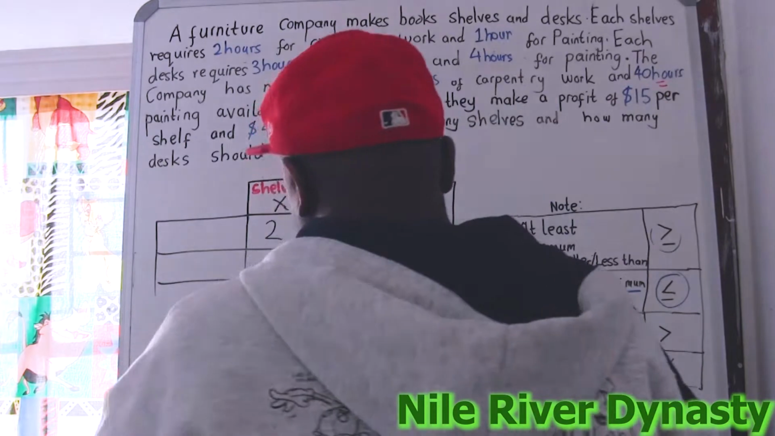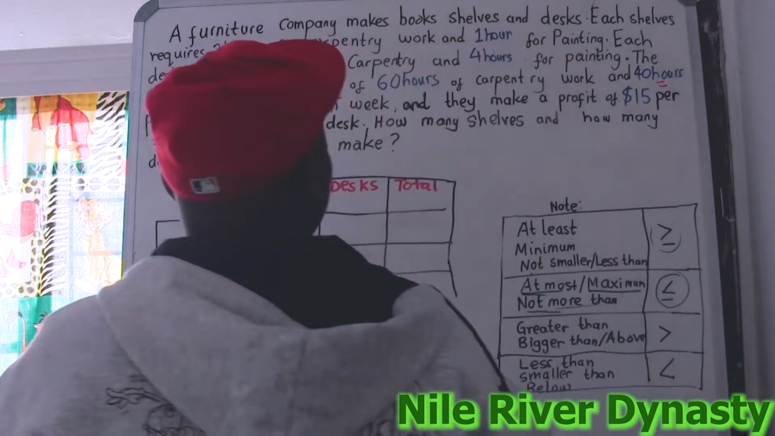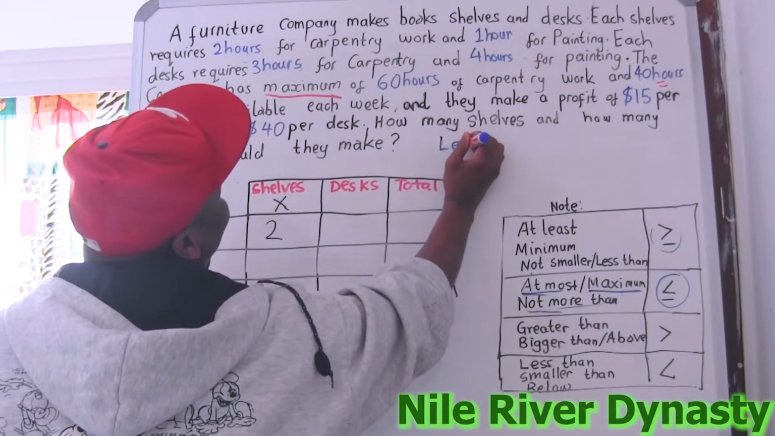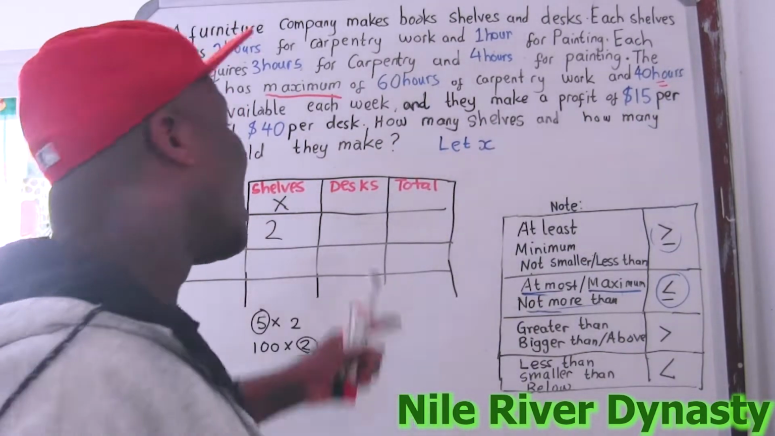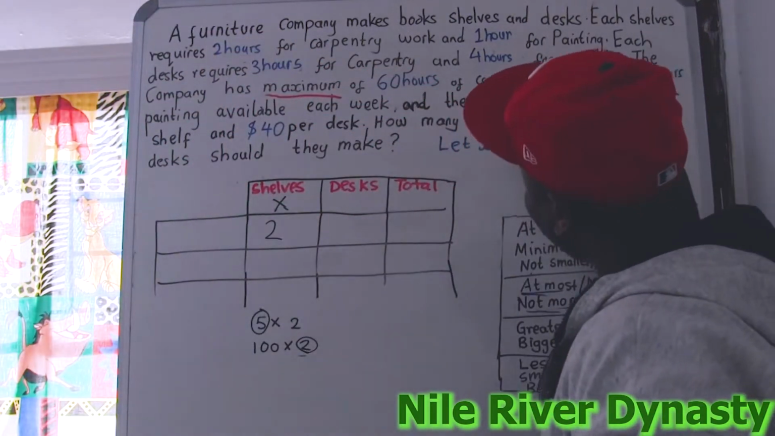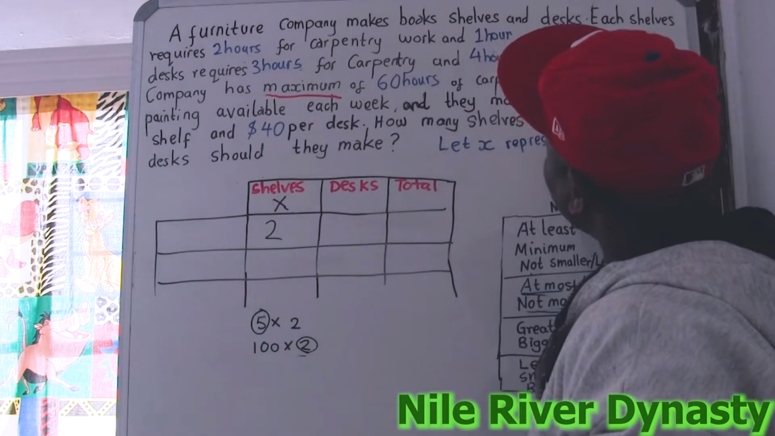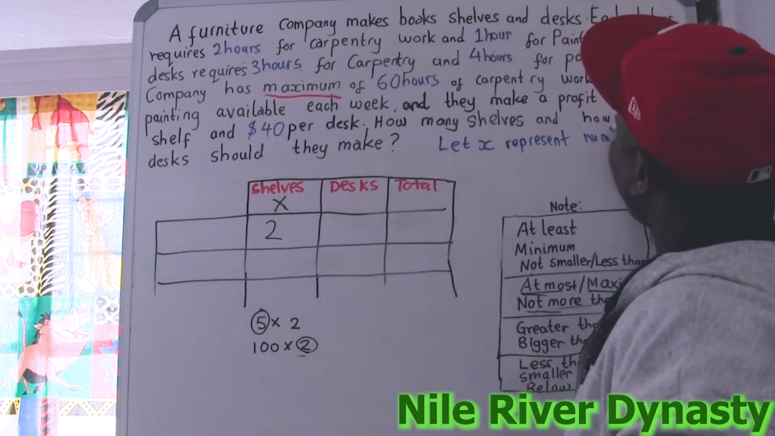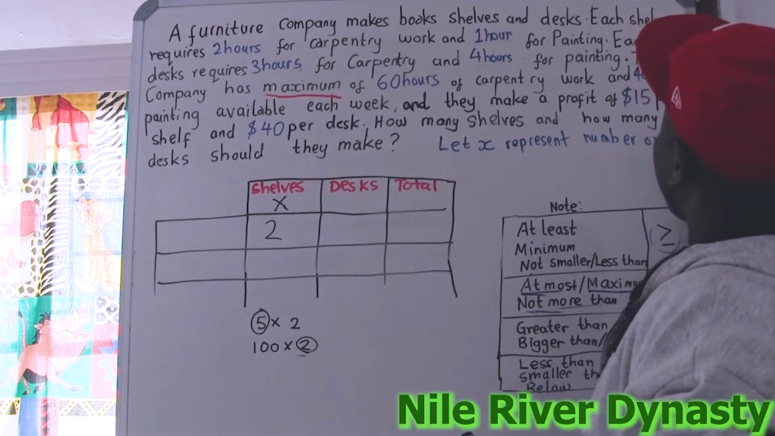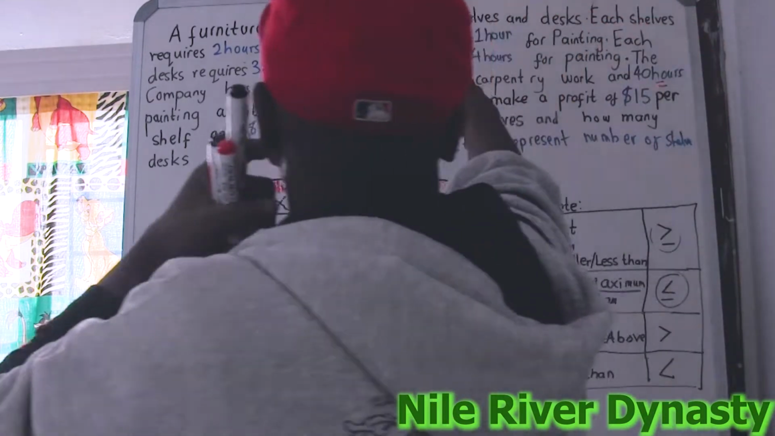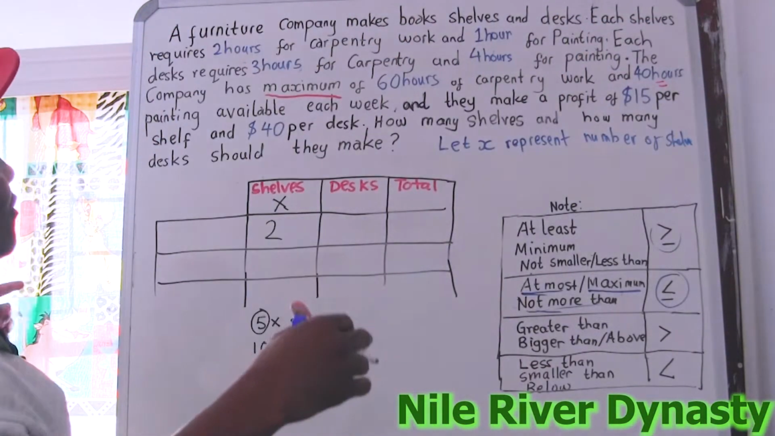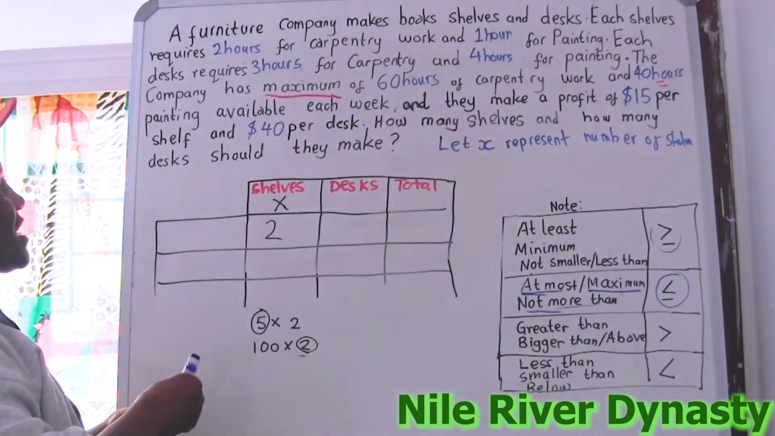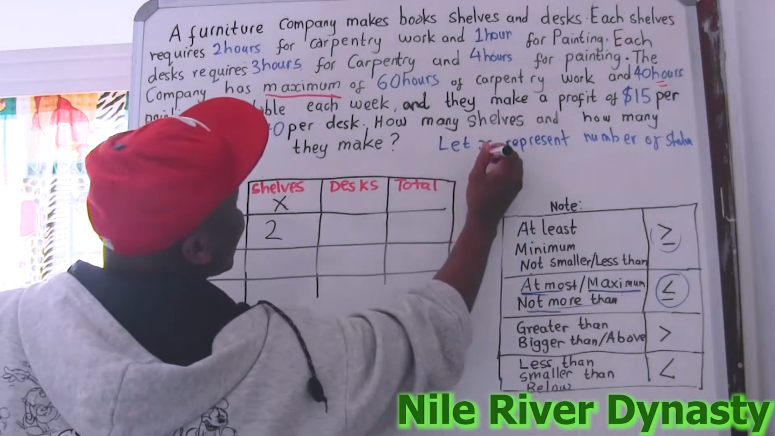So we come right here. We let X represent the number of shelves. Now because they say make bookshelves and desks, Y is going to represent desks. So we let Y represent the number of desks.